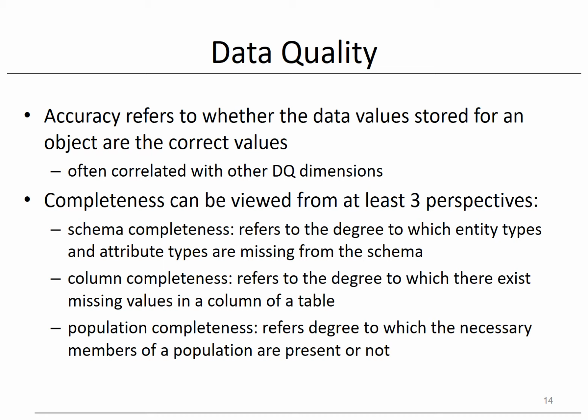Accuracy refers to whether the data values stored for an object are the correct values. The accuracy dimension is heavily correlated with other data quality dimensions. Often, a quality issue initially labeled as an accuracy problem will turn out, for example, to be a matter of representation. For example, US versus European decimal notation. Or timeliness. For example, customer address is obsolete after root cause analysis.